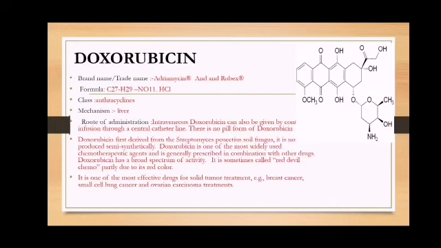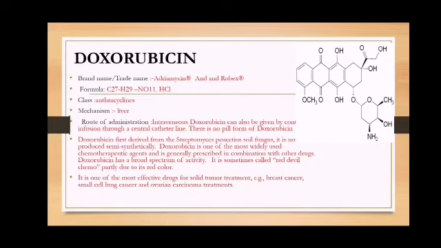DOXORUBICIN. Its brand names are Adriamycin and Rubex. Its formula is C27H29NO11HCl. It belongs to the class anthracyclines. Its metabolism occurs in the liver, and the route of administration is intravenous. And there is no pill for the DOXORUBICIN. DOXORUBICIN was first derived from Streptomyces, and DOXORUBICIN is one of the most widely used chemotherapeutic agents and generally prescribed in combination with other drugs.